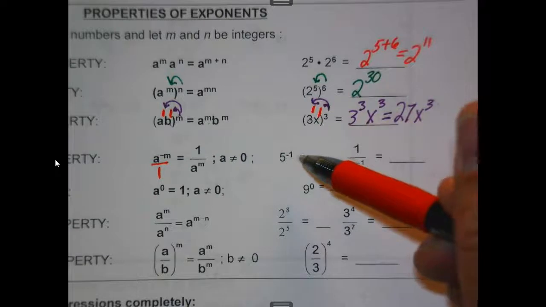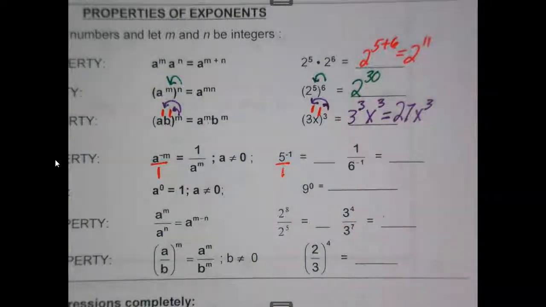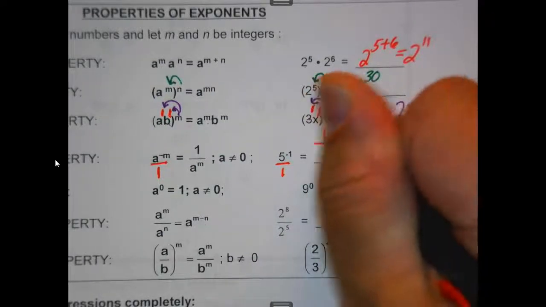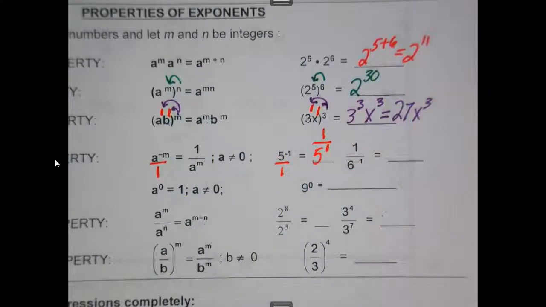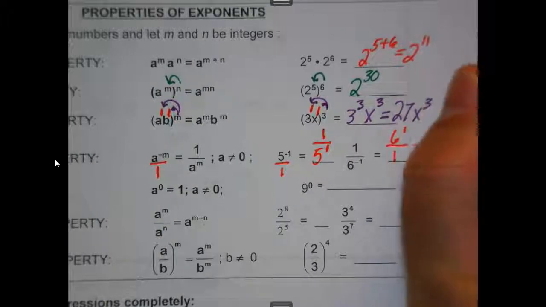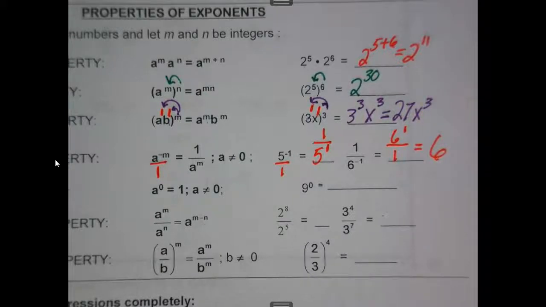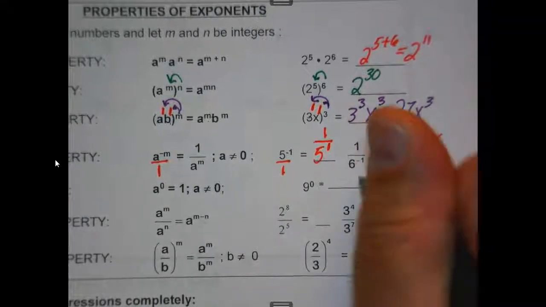For example, if I have 5 to the negative first power, think of it as 5 to the negative first power over 1. Flip it, I get 1 over 5 to the positive 1, or 1/5. Same thing if I have a negative exponent in the denominator of a fraction. What am I going to do? I have 6 to the first over 1, which is just 6. Anything raised to the 0 power is what? 1.